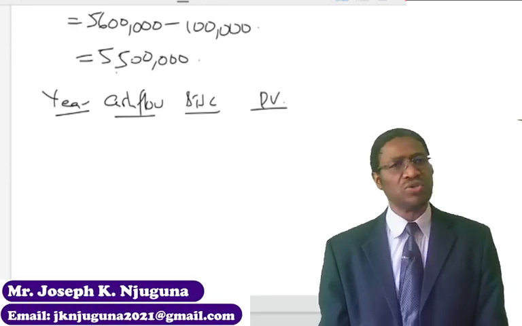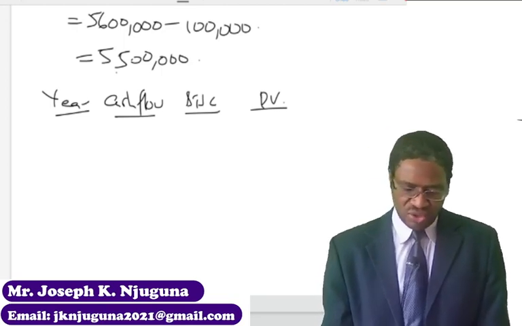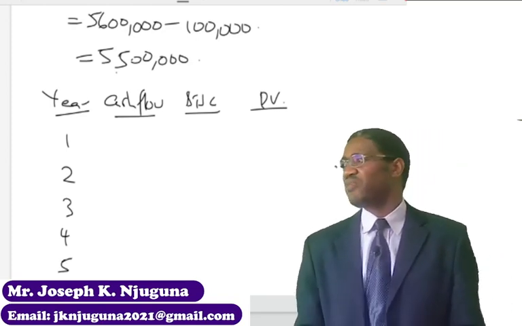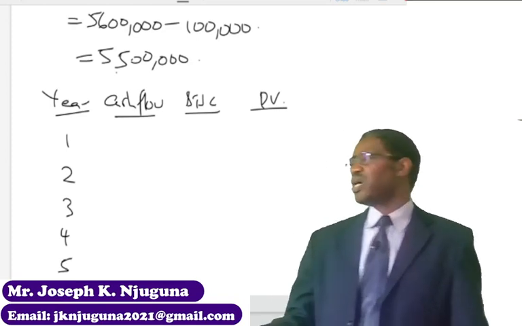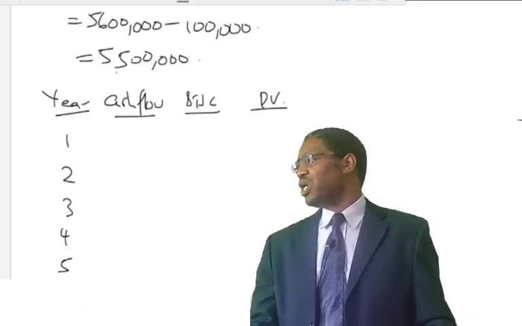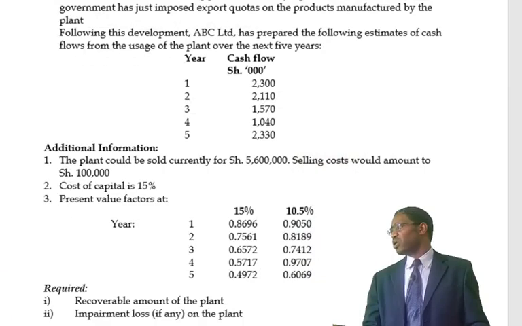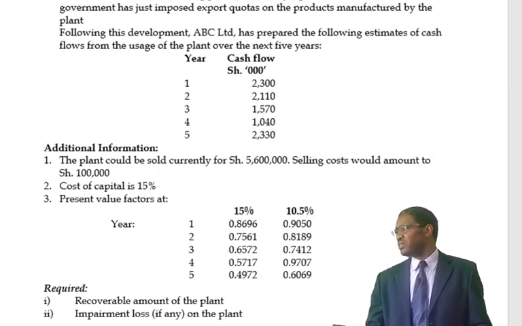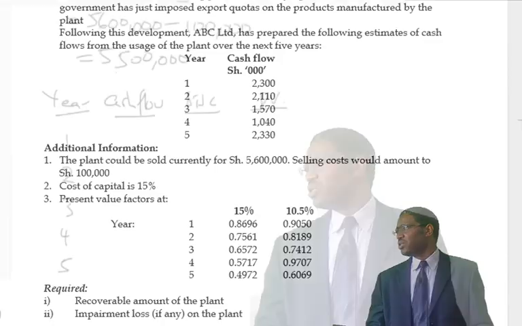So this question gave us 5 years. You remember year 1, year 2, year 3, year 4, and year 5. So let's go and pick the cash flows now. Let's go and pick the cash flows from the question. We were told by the first one that we expect a cash flow of 2.3 million, then 2110. Let's pick those two first.